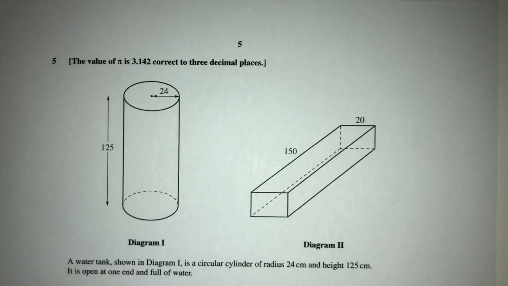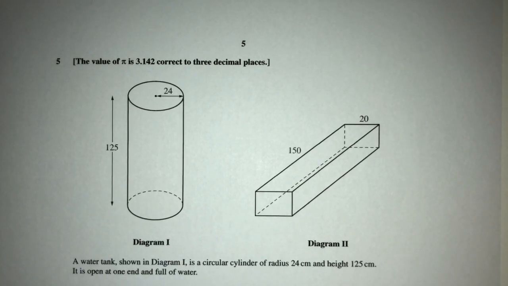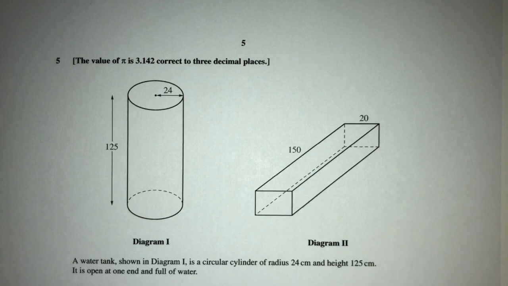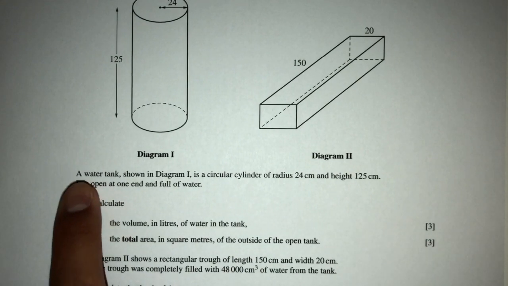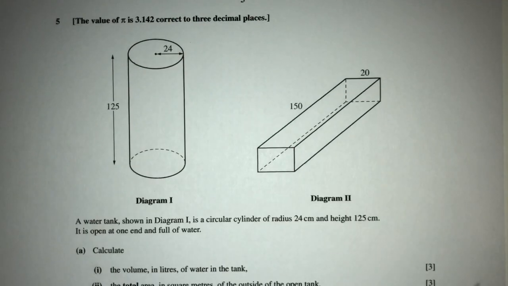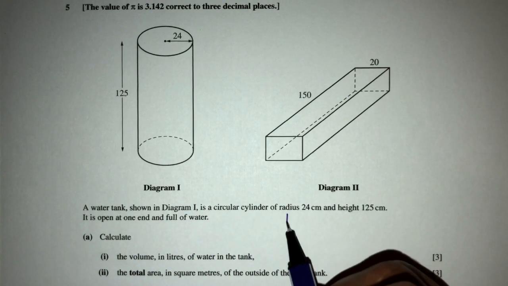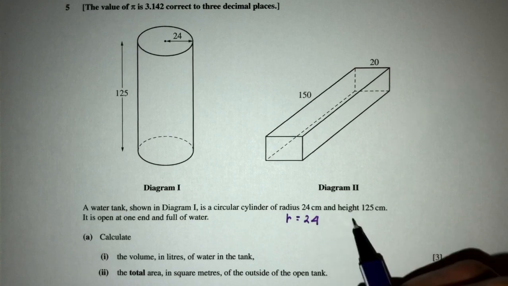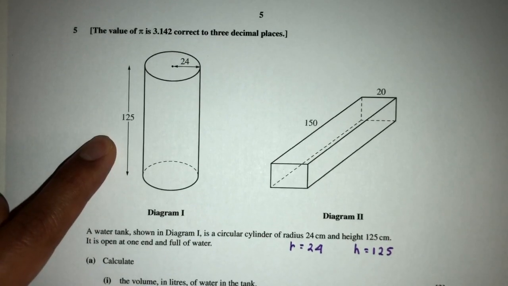Okay, let's move on to question number 5. The value of pi will be 3.142, correct to 3 decimal places. So I think we'll be using this as the value for the formulas we have to use in this question. Now for part 1, a water tank shown in diagram 1 is a circular cylinder of radius 24. So the radius r is 24 and the height is 125, as you can see on the diagram.